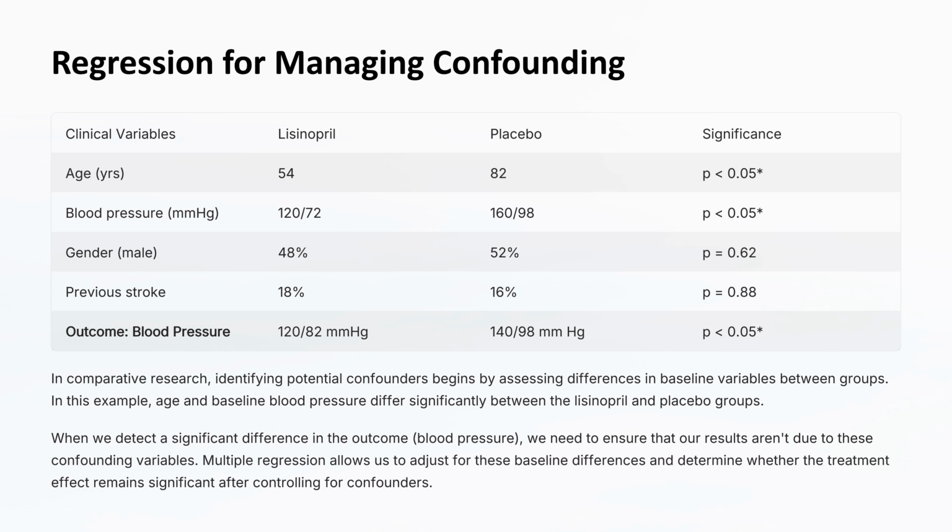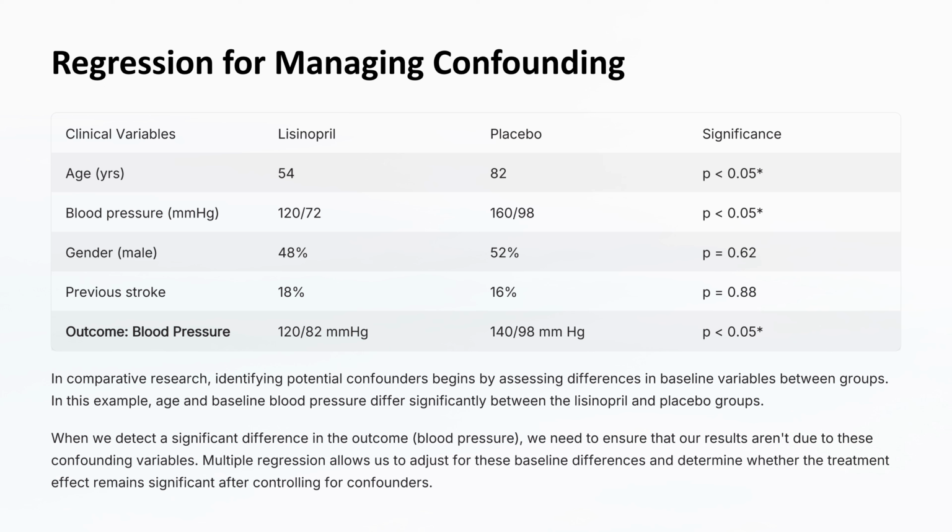We went over this in a previous class, but how do you figure out which variables can be potential confounders in the main relationship you're looking at? So again, looking at lisinopril and placebo and its effect on blood pressure, how do we identify those confounders? We do that Table 1 demographic comparison, clinical comparison between the two groups of lisinopril and placebo.